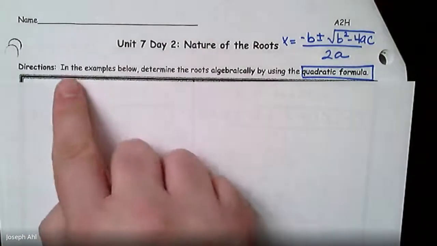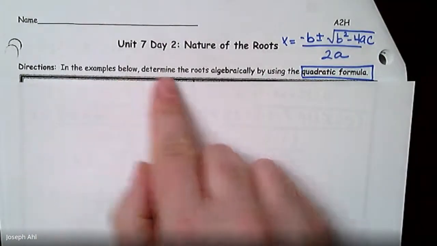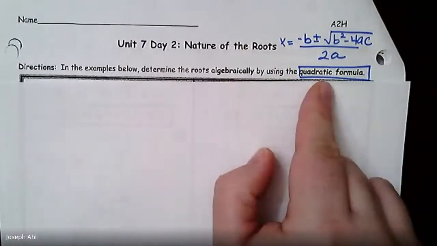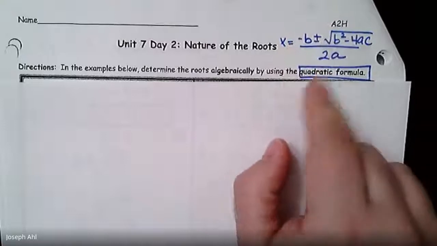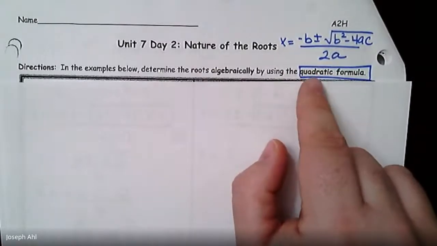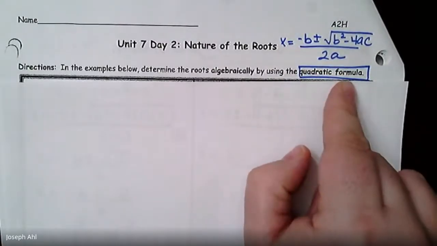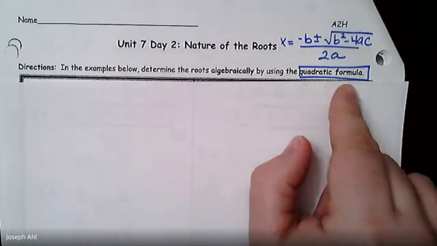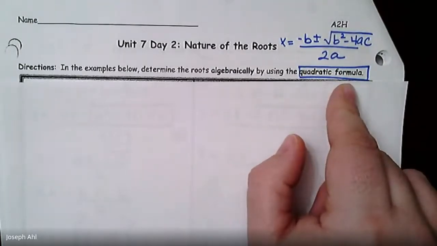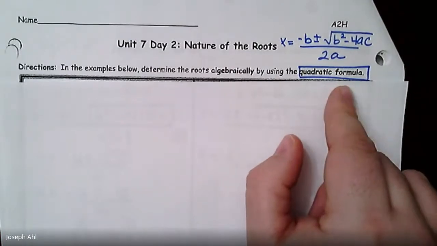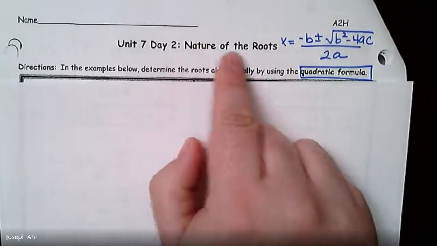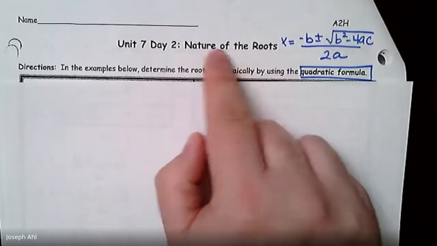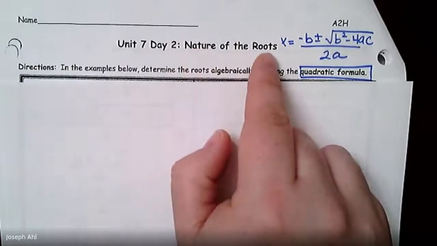And the directions on page 16 say, in the examples below, determine the roots algebraically by using the quadratic formula. So here's quadratic formula right here as a quick reference. And it's super important that you use quadratic formula for all of them, not only because it's good practice, but I'll tell you, you're going to find that some of them are even factorable. But you can't factor to be able to make conclusions later in the lesson about what's called the nature of the roots.